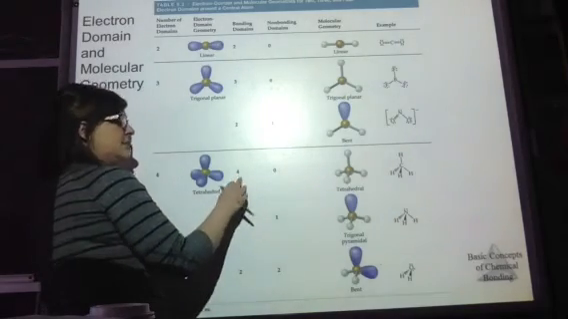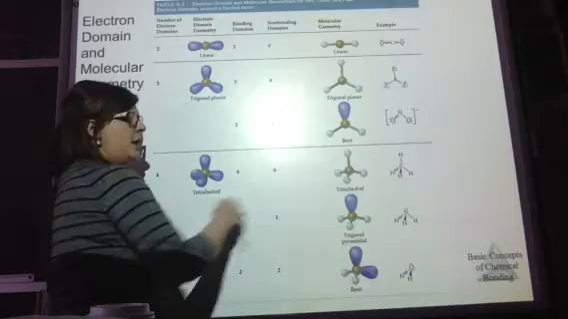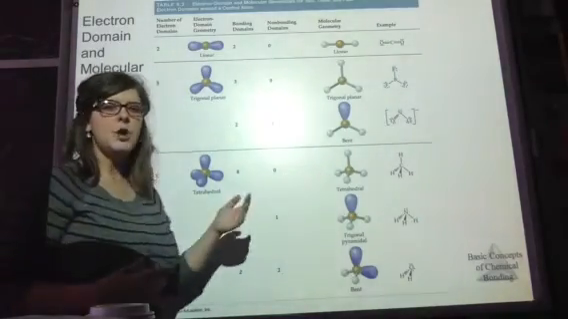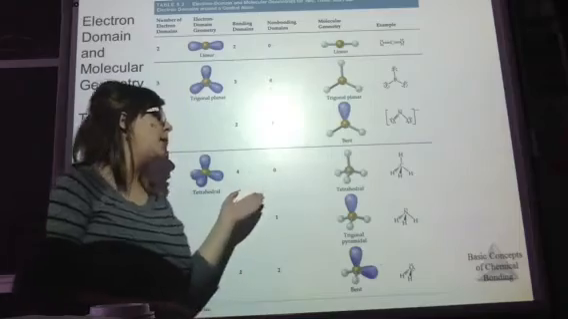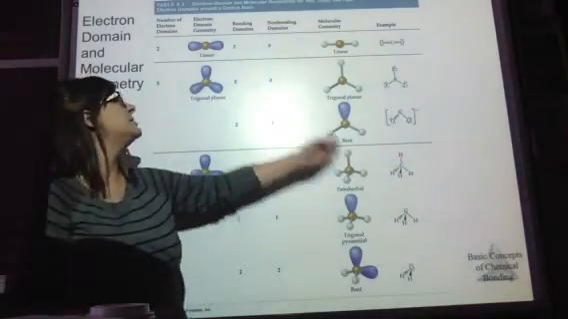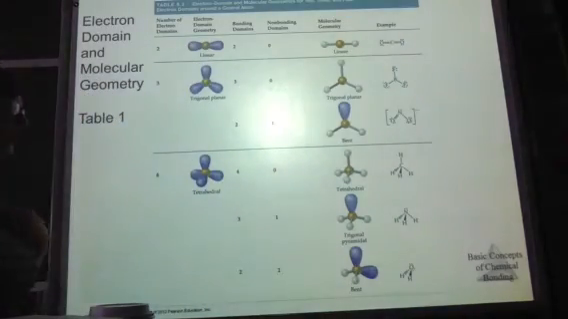Tetrahedral, if it has all bonding domains, no non-bonding, it's just called tetrahedral. So if I see that I have all bonding and no non-bonding, then that just means it's going to be called the same as the electron domain geometry.